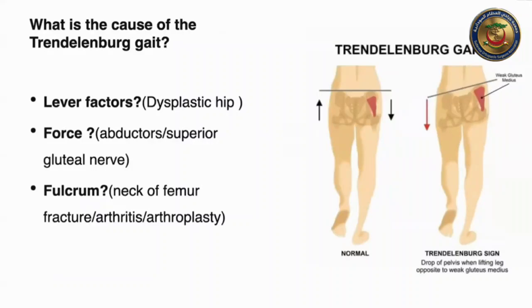So what's the cause of Trendelenburg gait? We have problems either in the lever, like a dysplastic hip, or in the forces, like weak abductors or nerve injury such as the superior gluteal nerve, or a problem in the fulcrum itself, such as femoral neck fracture, arthritis, or arthroplasty.